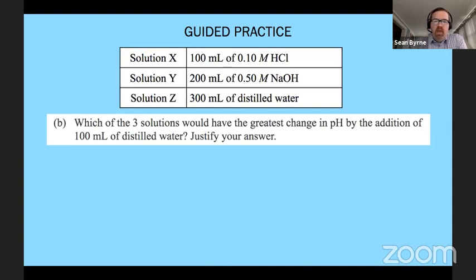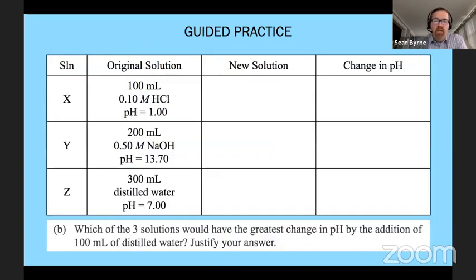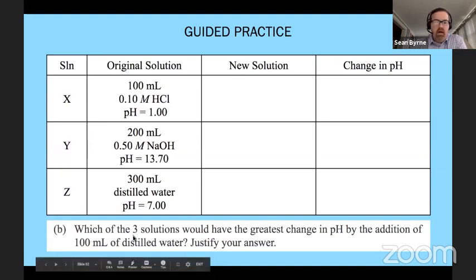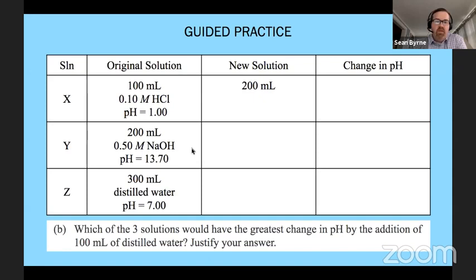So for me, I would set up a table that looks something like this, where I want to analyze the original solution compared to the new solution. And by new solution, I mean the addition of another 100 milliliters of distilled water. So if my original solution was 100 milliliters, my new solution is 200 milliliters. And if my original concentration was 0.1 molar, I know that my new solution is 0.05 molar.